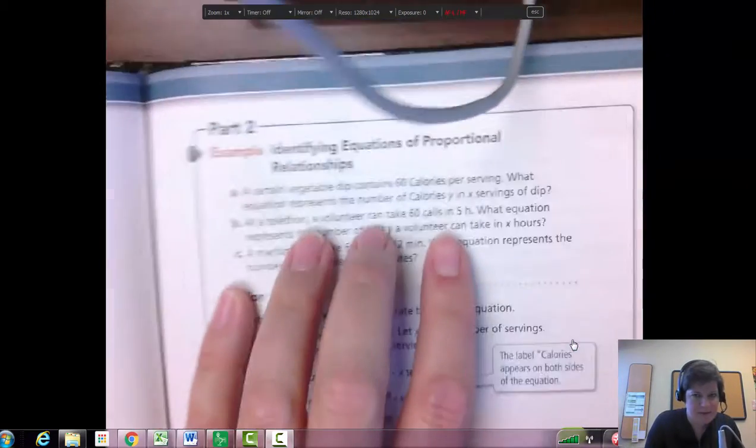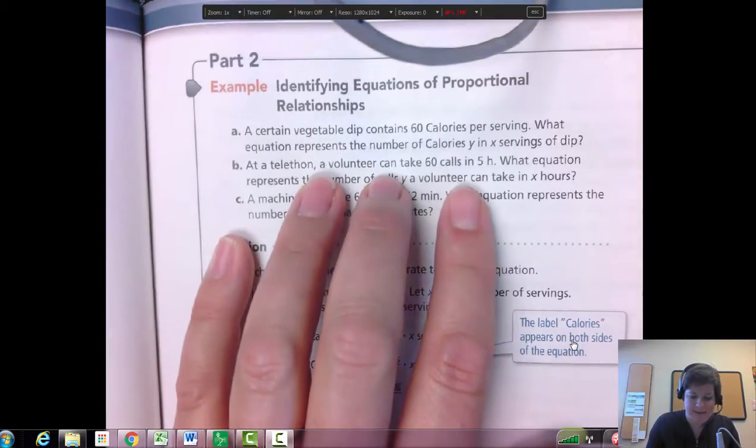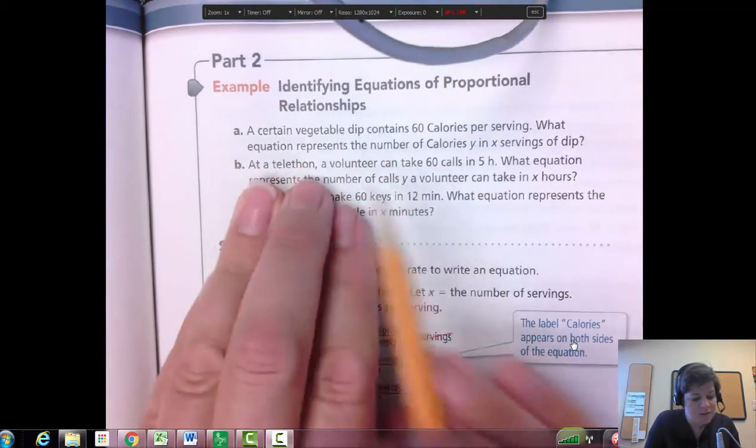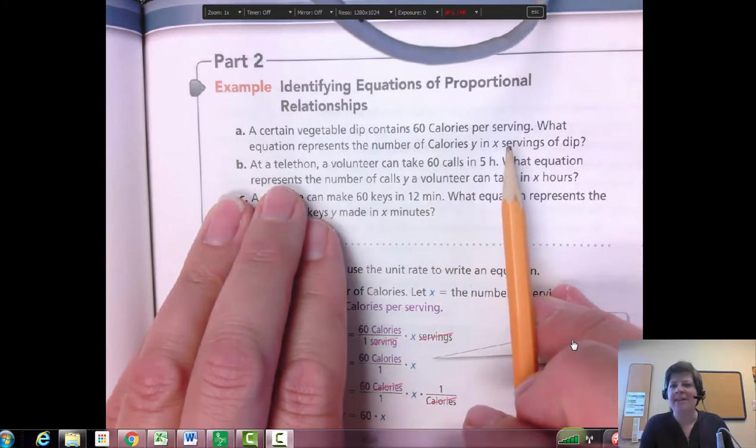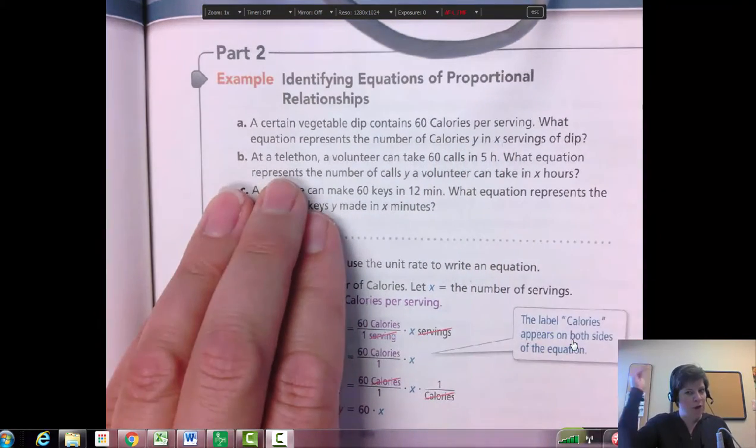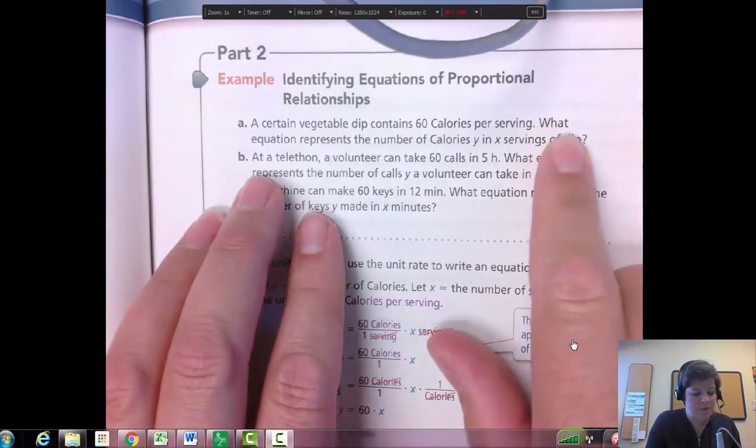All right, let's do a couple other problems. I'm going to show you this so that I don't have to write it out and mess it up. A certain vegetable dip contains 60 calories per serving. Hey, that's a unit rate. It's per serving. So 60 calories per serving.